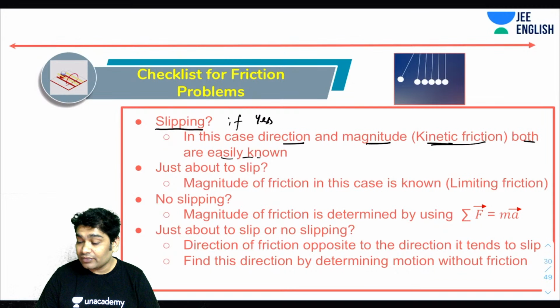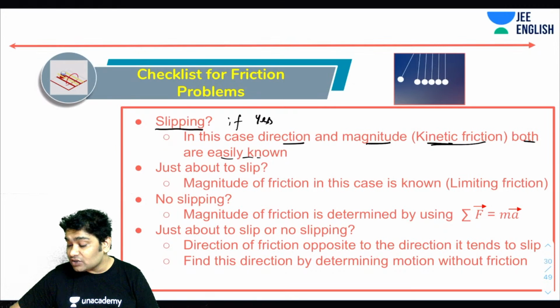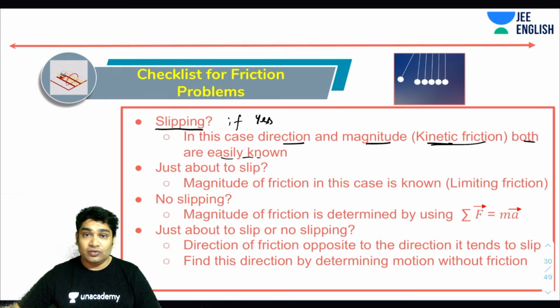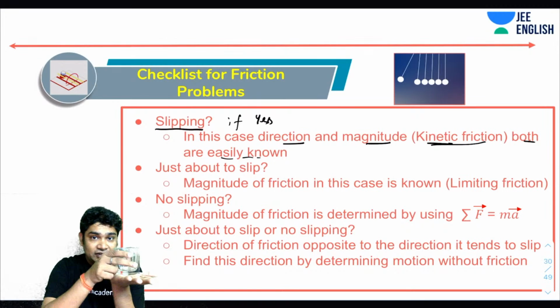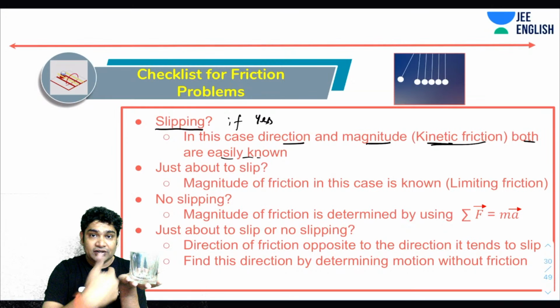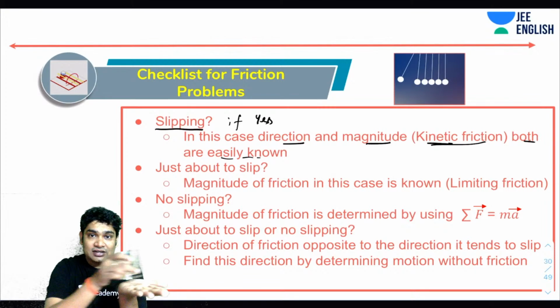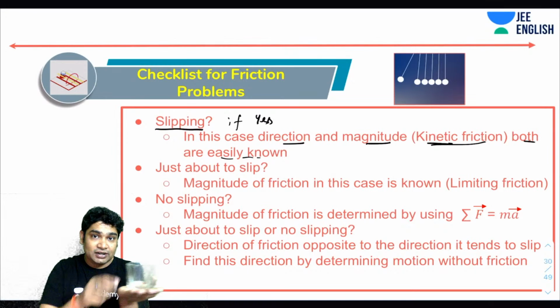Okay. So as I said, the direction of kinetic friction is always opposite to relative velocity. For instance, what do I mean by that? When I take this glass, and if this glass is moving in this direction with respect to my hand, then the kinetic friction would be acting in this direction. If this glass starts to move in this direction, then the kinetic friction will act in the opposite direction.